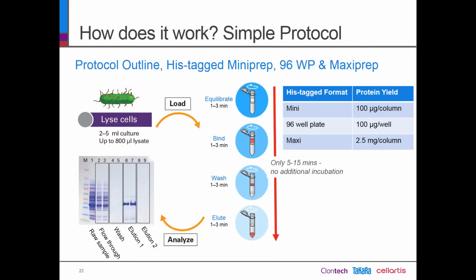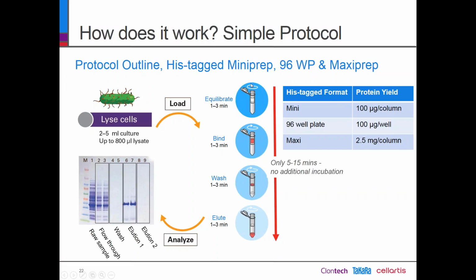So here's the protocol itself for his-tag purification. It's a very simple protocol, can be done in just 5 minutes. So what you do first is, of course, you prepare your lysate of your cells, bacteria or mammalian cells, it doesn't really matter. So you can take about 2 to 5 milliliter of culture, so it's quite small scale culture, and this will end up with about 800 microliter of lysate.